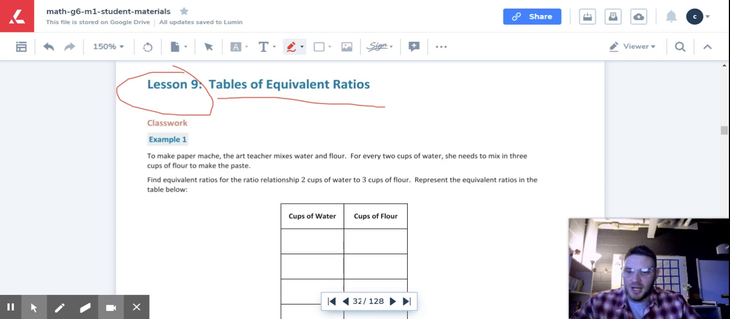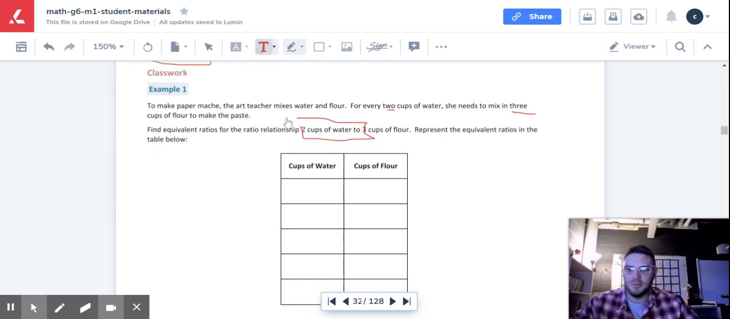To make paper mache, the art teacher mixes water and flour. For every 2 cups of water, she needs to mix in 3 cups of flour. So the original ratio is 2 to 3. Okay? Represent the equivalent ratios in the table below. So it's very simple. You just go here and you say 2 to 3.